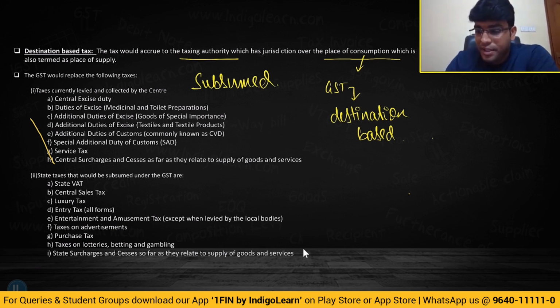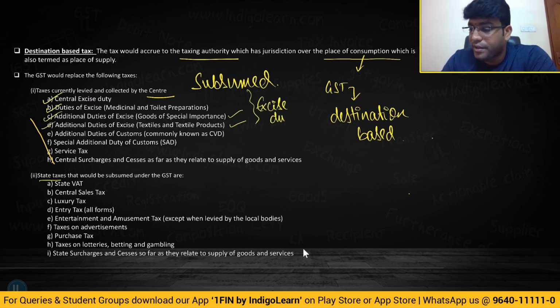Let's see that. I divide them into two parts, guys. Taxes levied and collected by the central and then state taxes. Central, what is that? Central excise duty, duties of excise on medicinal and toilet preparations, additional duties of excise on goods of special importance, then additional duties of excise on textile and textile products. Otherwise, all these are related to straight away excise duty. All excise duty related things have been subsumed in GST. So as on today's date, we don't have excise duty, I mean, on majority of the products.